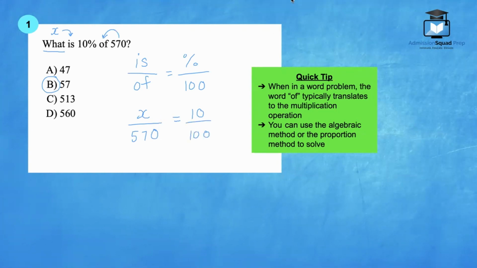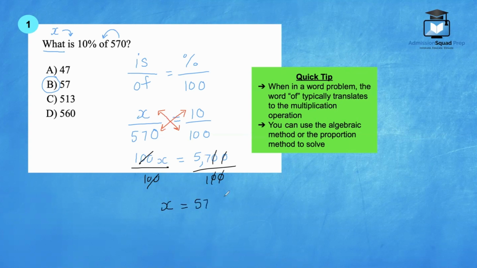Now we can cross multiply. When solving a proportion, you're going to have 2 equivalent fractions, and you can go ahead and cross multiply. When we cross multiply, we have 100x equals 5,700. Our final step is to divide both sides by 100. When we divide the left-hand side by 100, 100 divided by 100 completely cancels out. And 5,700 divided by 100, these zeros are going to cancel out. So we are left with x equals 57. Notice we got the same exact answer, so we know for sure that B is the correct answer.